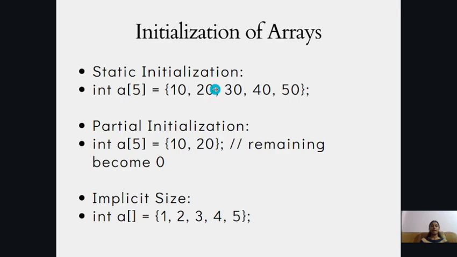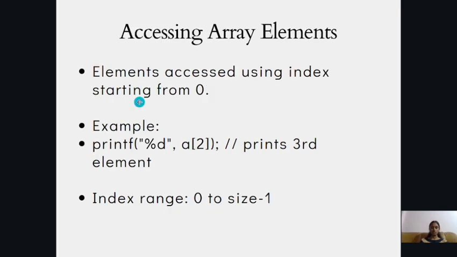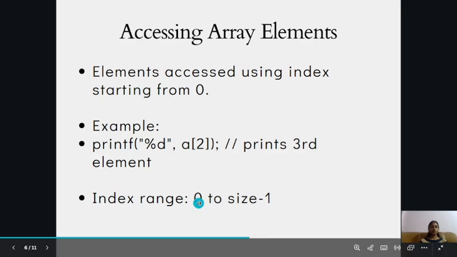Accessing array elements. As I told you, elements are accessed using the index starting from 0. For example, printf of percent d, a of index 2 prints the third element. First element takes 0, second element is 1, third element is 2, so it prints the third element. I told you, right, the index range goes up to n minus 1.